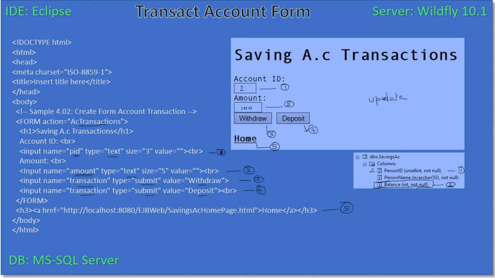Then as usual, user can click the home button to go to the home page. Here this home page is a saving account homepage.html. From here we can reach the forms create account or the saving account transaction or close account. Close account next we will show.